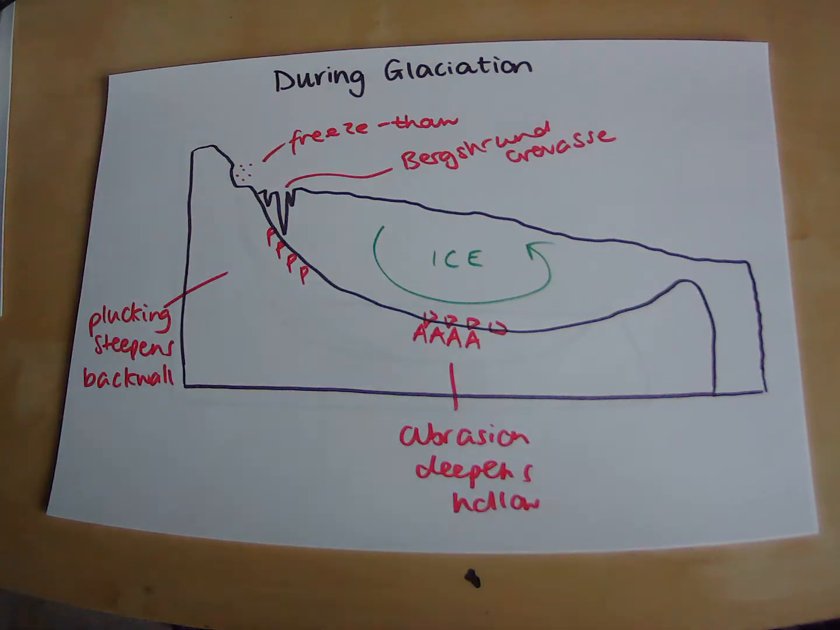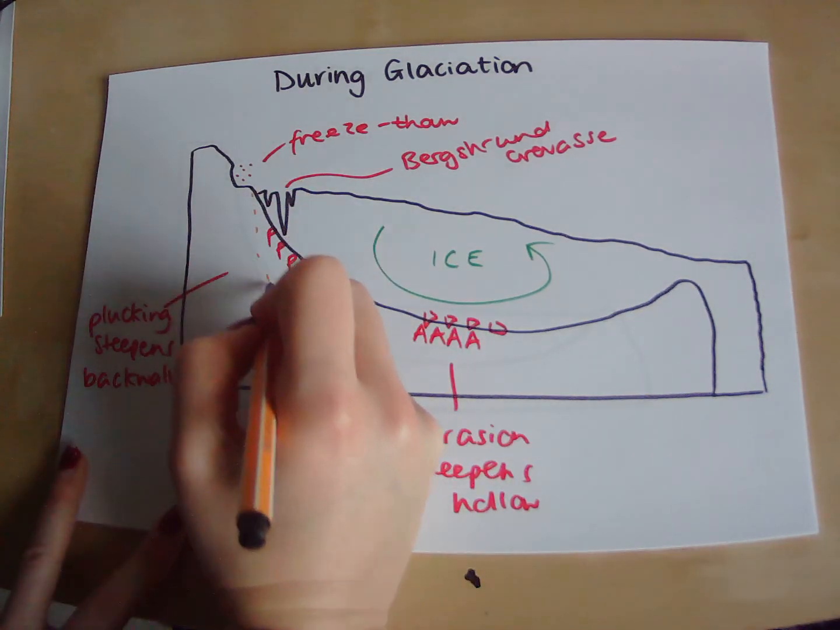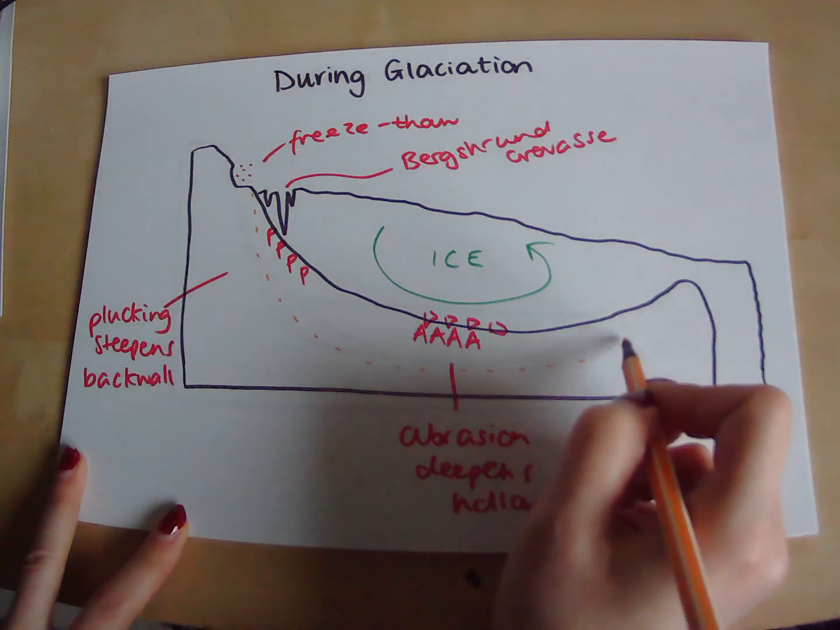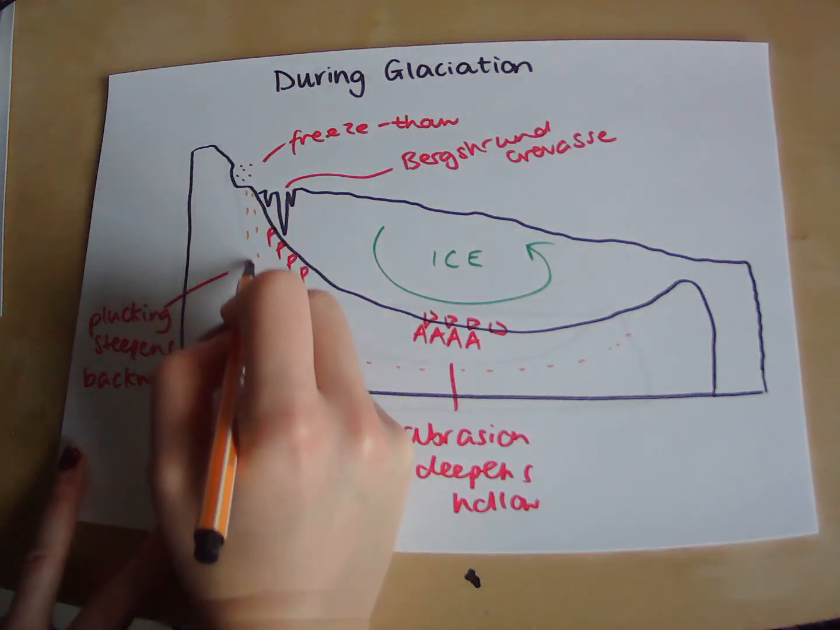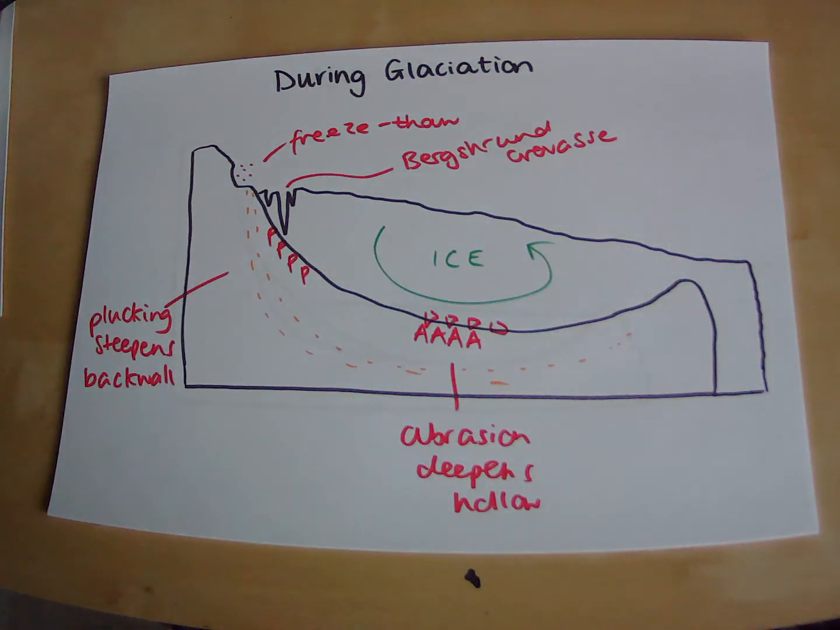So the key things to remember are freeze thaw above the glacier, steepening the back wall. Plucking happening here, again, this back wall is going to, over time, get steeper and abrasion is going to deepen, and then more plucking will happen and more abrasion will happen until that back wall becomes very steep and the hollow becomes our deep corrie.